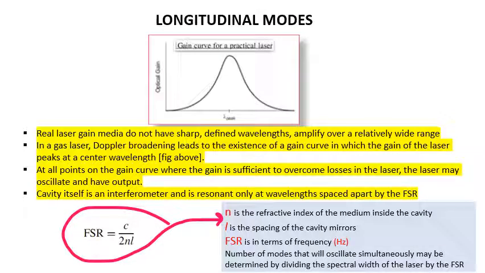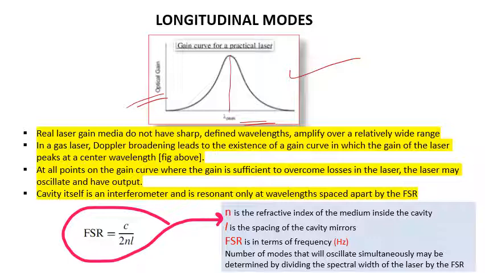Longitudinal modes. We already discussed longitudinal modes a bit in the previous slides. What do you see here? This is the spectrum, gain versus wavelength. So this is a peak here. This is a gain curve for a practical laser.